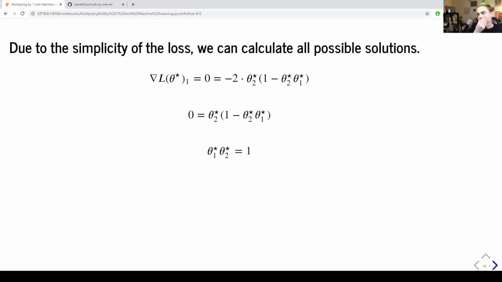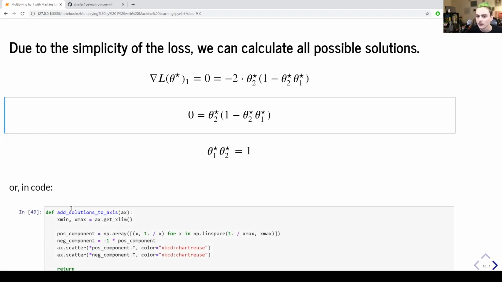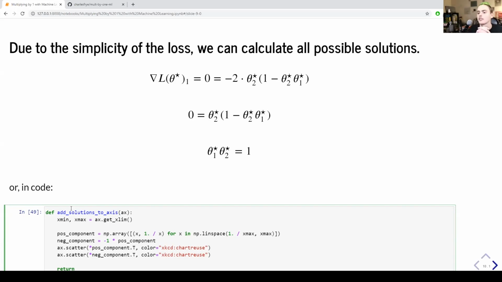And unsurprisingly, it's going to happen when theta 1 and theta 2 multiplied together equal 1. So that means that if we multiply the input by those values, we'll get 1. We'll get the same value out as in. And so those are our solutions. And we can actually calculate those. The code there at the bottom now shows how you would calculate the positions of all of those solutions, x and 1 over x, for positive values of x and for negative values of x.